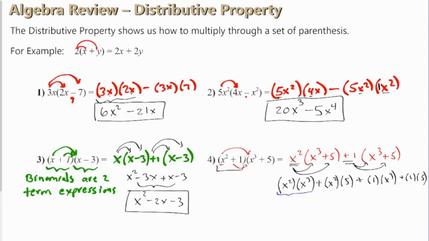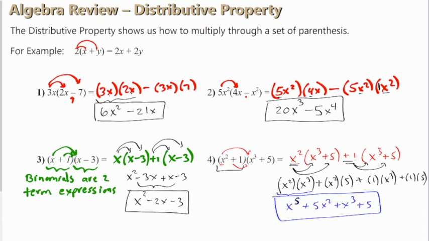And now when we simplify this, x cubed times x squared is x to the 5th. 5 times x squared is 5x squared. 1 times x cubed is x cubed. And 1 times 5 is 5. Notice there are no like terms, so there's nothing to combine. There's your answer. Now, the only other step that I would recommend is putting the exponents in order.